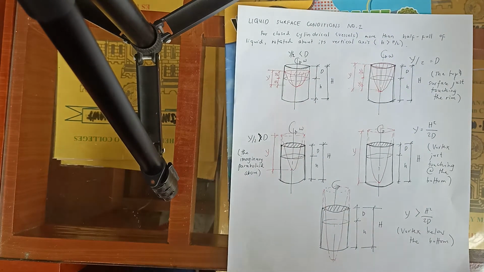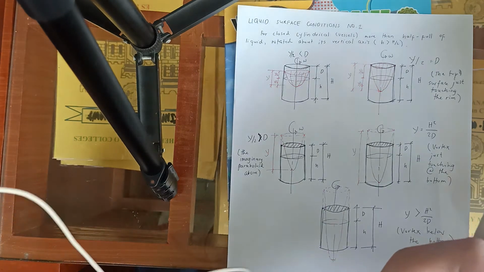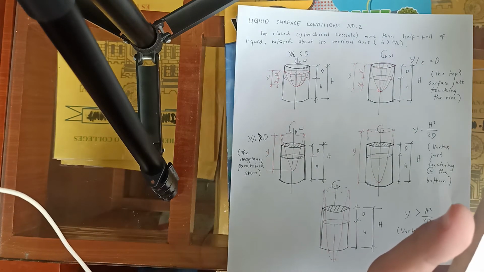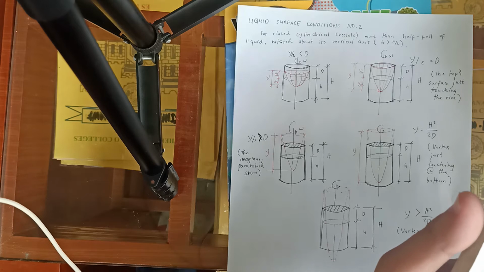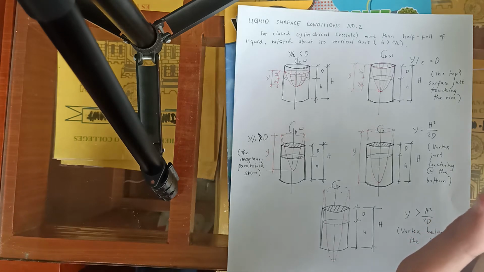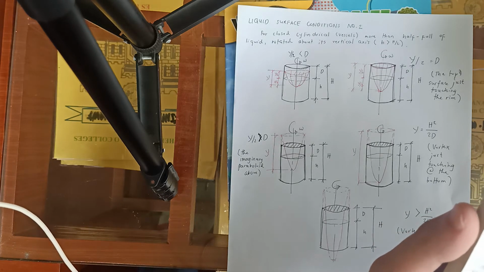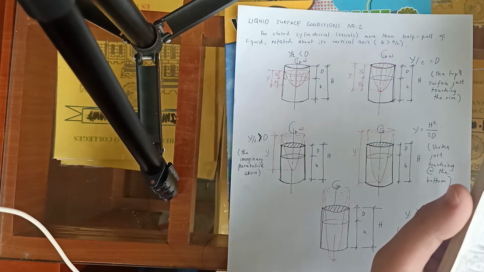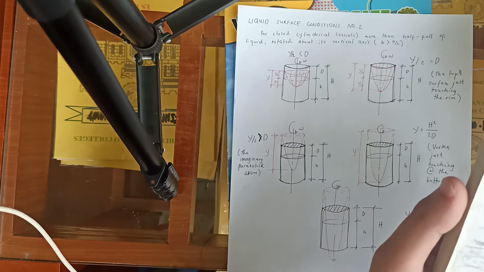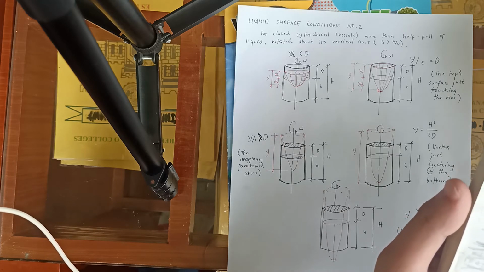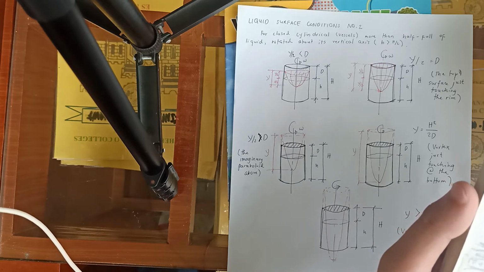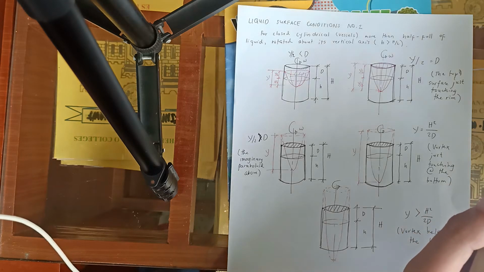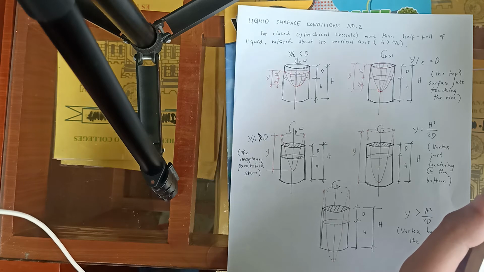In today's video, the topic that I will discuss is the last topic of chapter 4, which is liquid surface condition number 2. I will be very specific here: it is a closed cylindrical vessel which is more than half full of liquid, rotated about its vertical axis, wherein the height or the depth is greater than half of the total height.